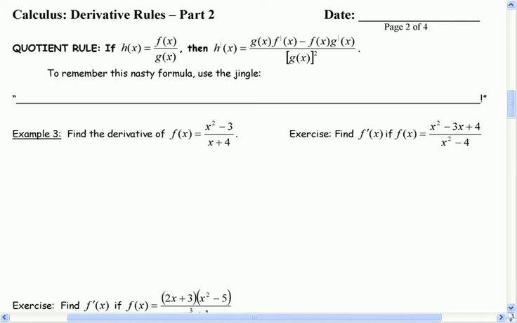So, let's do a jingle, okay? Numerator, denominator, way too many syllables, especially with more syllables, that's bad. So, what's another representation for the numerator? How about the word high? And then how about g of x? Low. Good. All right. Listen first, okay?